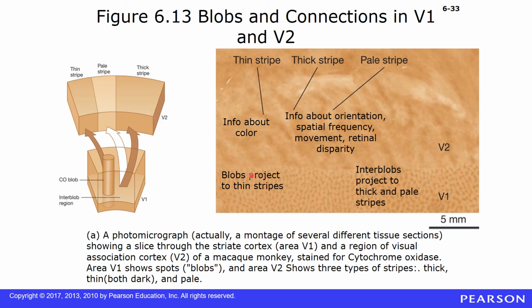So we can see over here, blobs project to thin stripes. Here's the thin stripe. Therefore, this is information about color. Interblobs project to thick and pale stripes. So we've got thick stripes here, pale stripes here. And this is projecting information about orientation, spatial frequency, movement, and retinal disparity.